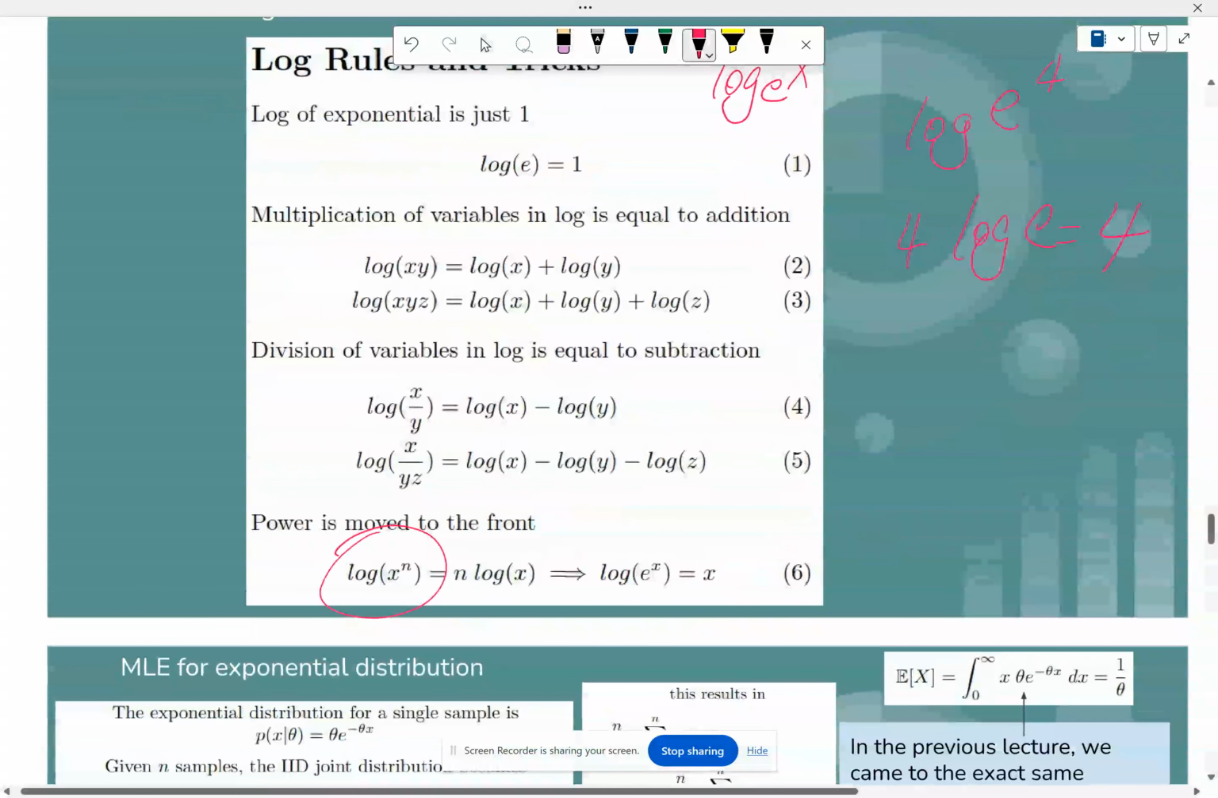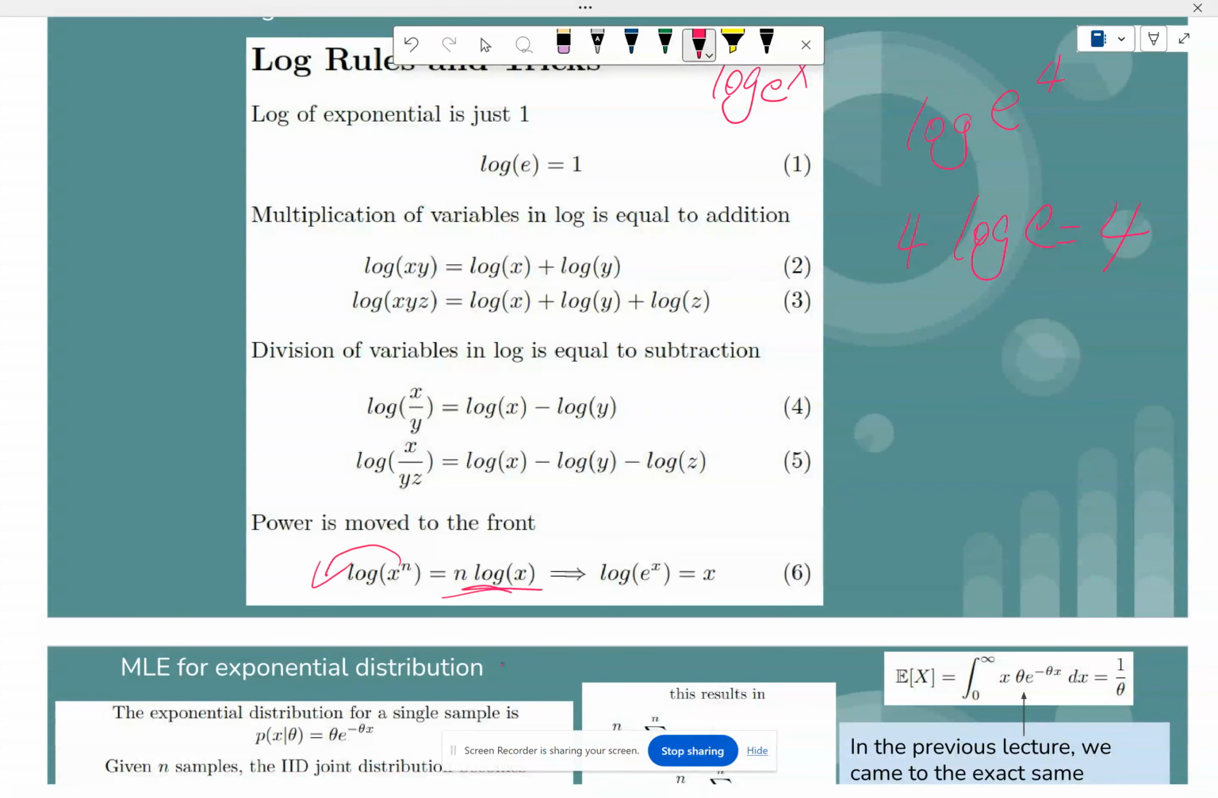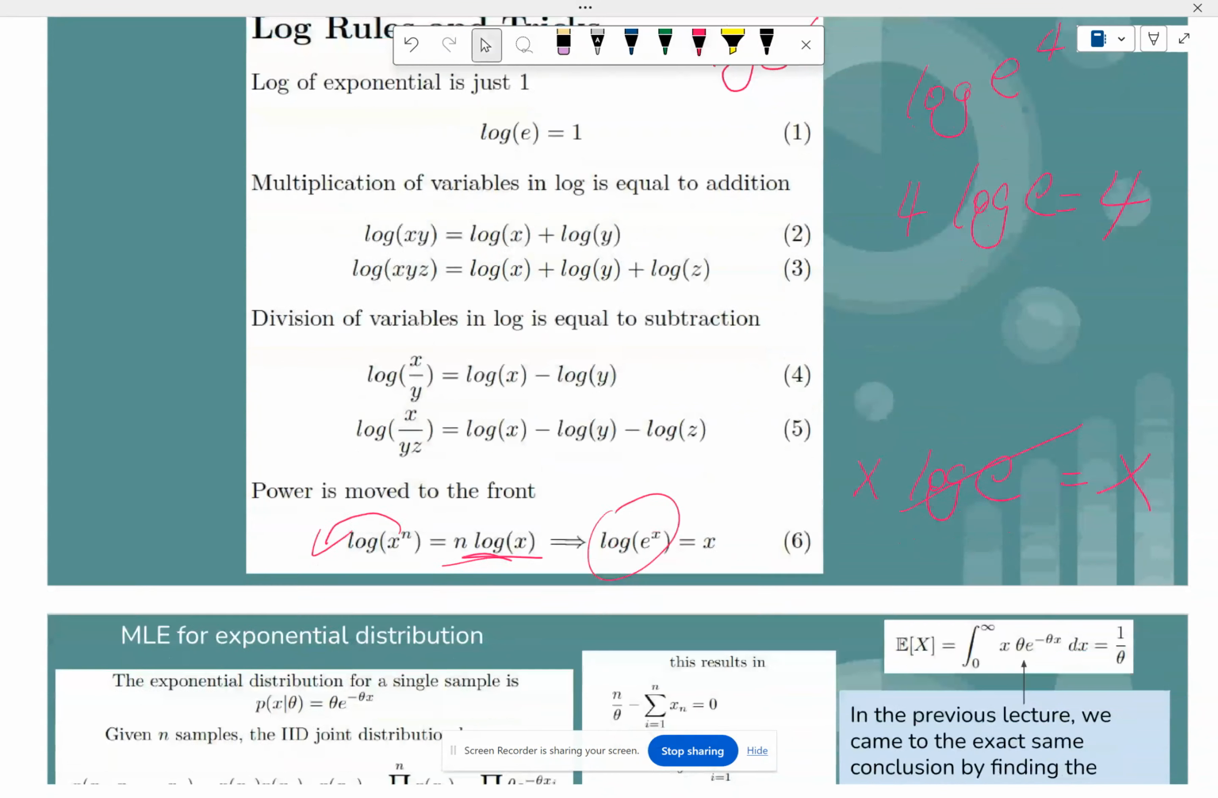Last one is when you have a power to the nth power, you can move this power to the front, and they will be equivalent. So in this particular case, log of e to the x, the x goes to the front, x log of e, and log of e is equal to 1. Therefore, this is equal to x.